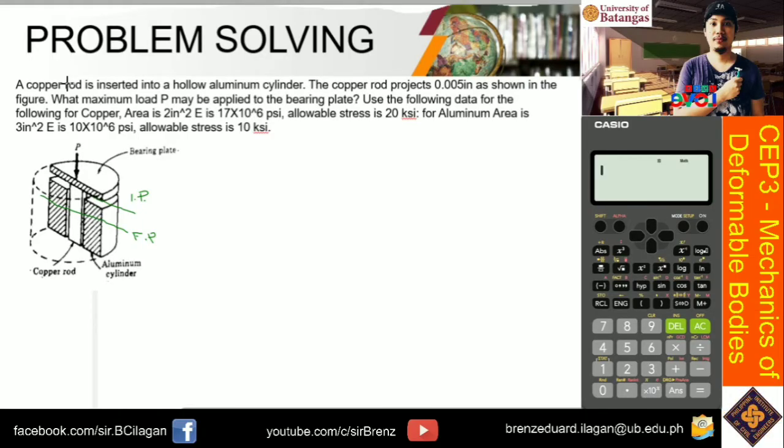So use the following data. For copper, we have an area of 2 inches squared, the modulus of elasticity as 17 times 10 to the 6 psi, and the allowable stress as 20 ksi. So for aluminum, area is 3 inches squared, and E, the modulus of elasticity, is 10 times 10 to the 6 psi, and allowable stress is 10 ksi.